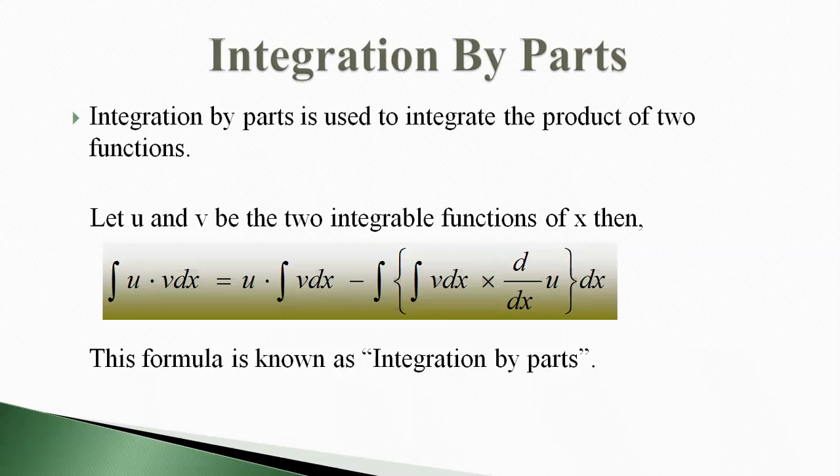Consider u and v as two integrable functions of x. Then the integration of u into v dx is equal to u into the integration of v dx, minus the integration of, in brackets, the integration of v dx into the derivative of u with respect to x, dx. This is the formula to find the integration of u into v dx, and it is known as integration by parts.